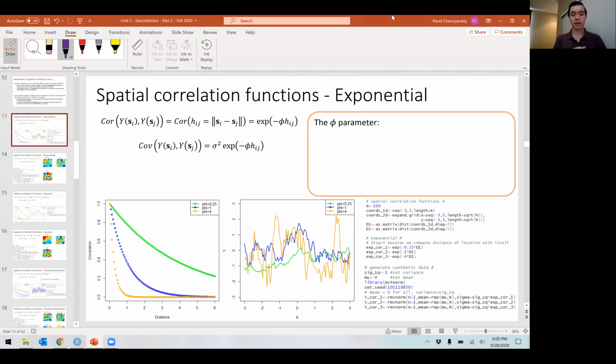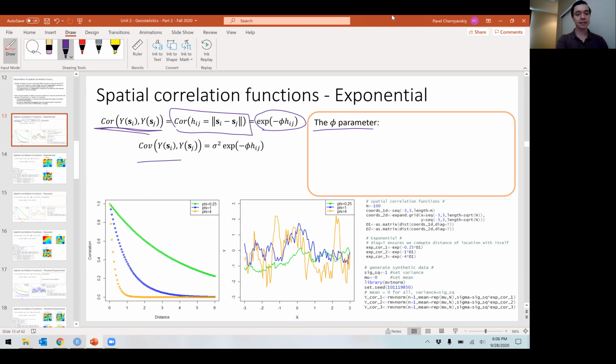So we finished last time by talking about spatial correlation functions. And the big takeaway here: there are a lot of spatial correlation functions to be had. They're all going to look something like this. The correlation between observations taken at two locations is going to be a function of interpoint distance. And that function depends on some parameter and the interpoint distance. Here it's e to the power of negative phi times the interpoint distance.